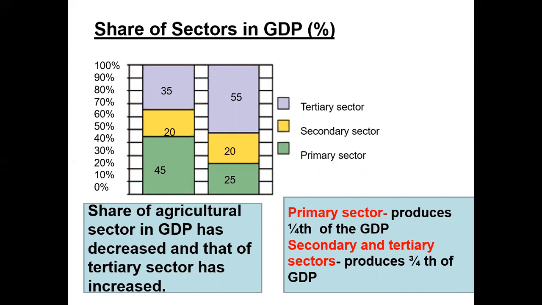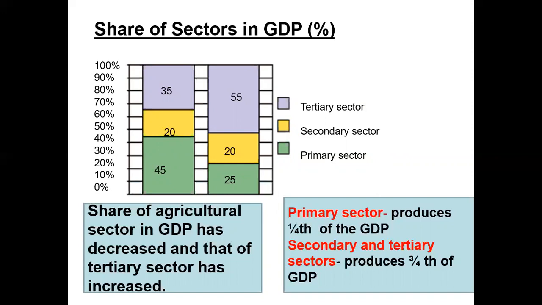So over here, you can see that over the years, production has increased in all the sectors, but it has increased maximum in the tertiary sector. Yes, primary sector produces 1/4 of the GDP, and secondary and tertiary sector produces 3/4 of the GDP.